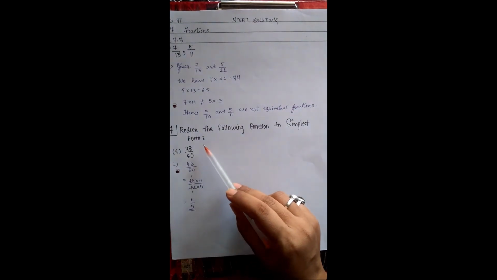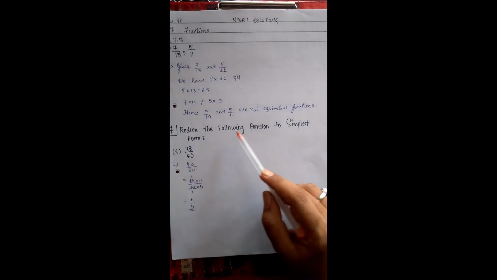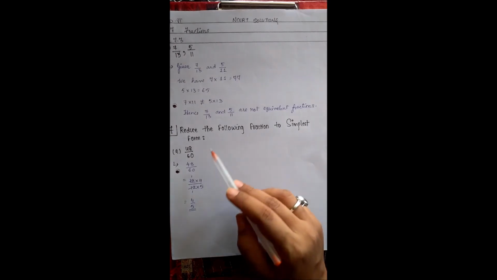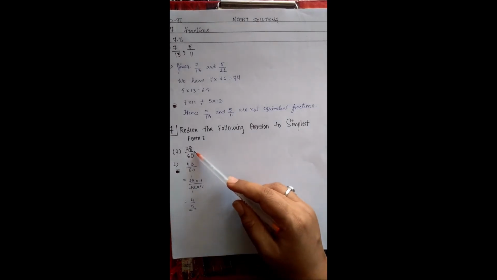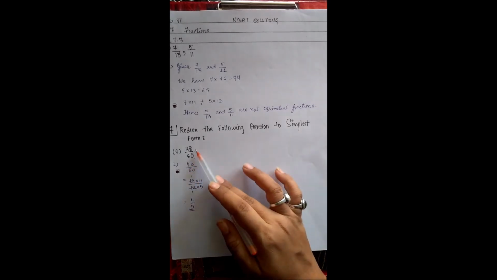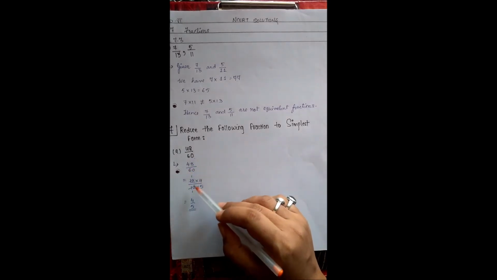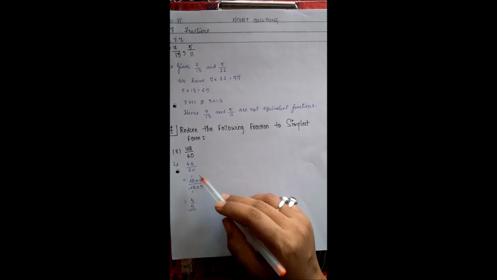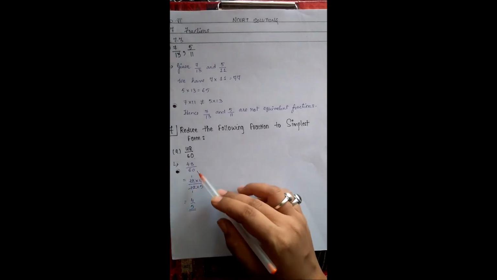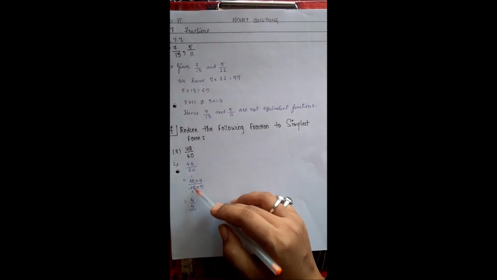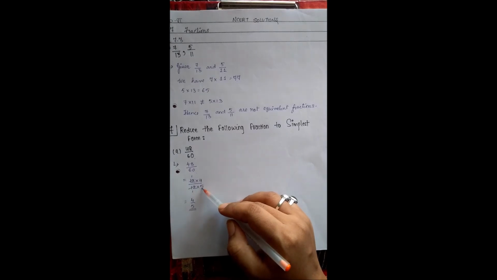Now moving to the next question, seventh one. Reduce the following fraction to simplest form. So we have 48 upon 60 first question. Now 48 and 60 both come in 12's table. So 12 into 4 is 48 and 12 into 5 is 60. 12 will cut. So 4 upon 5 is the simplest form of the fraction.